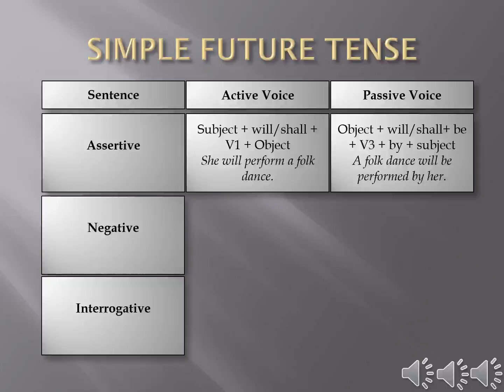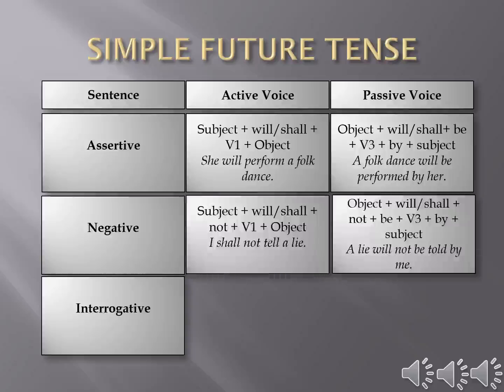Now it is clear that the object in the active sentence, which is a folk dance, comes to the place of subject in the passive sentence. The verb will perform is changed into will be performed. And according to the passive rules, the preposition by is added and the subject of the active sentence, she, which is also a pronoun, is converted into her and will be written at the position of object in the passive sentence. Hope you are getting it very clearly.